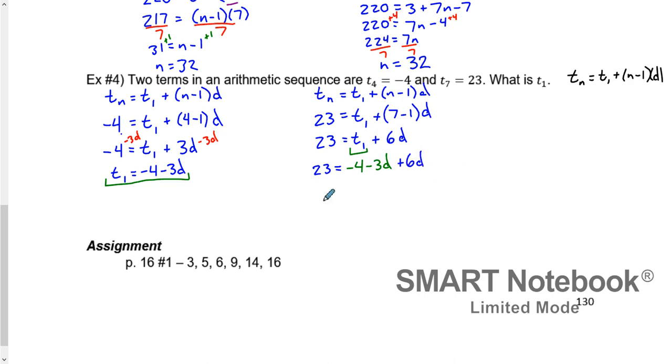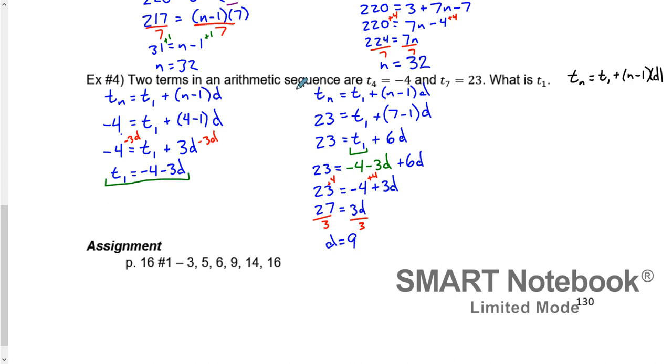Then we'll start with combining our like terms. So 23 would be -4. Negative 3d plus 6d would be adding 3d. Then do some isolation. I would want to add the 4 over, get myself to 27, equals 3d, divide by the 3. And d equals 9. Well, where does that help us?